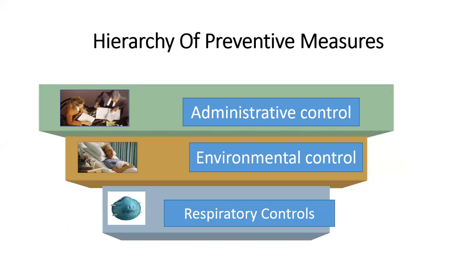As you can see, what I was just saying about the hierarchy of preventive measures, this is in administrative, it is the management. As you can see in that picture, management provides the human resource, the materials to be used, the venue or the space. And also in environmental control, as you can see, there's a patient over there. There's need for isolation or cohorting of patients. In respiratory control, we have things like PPE, for example, N95.